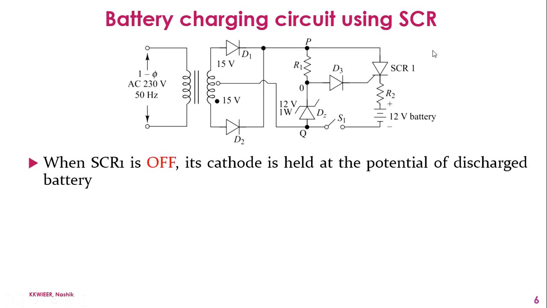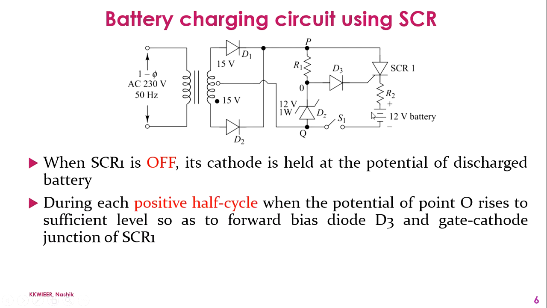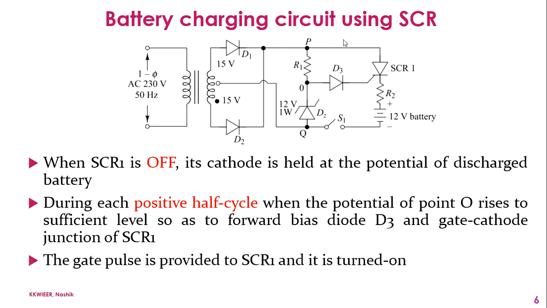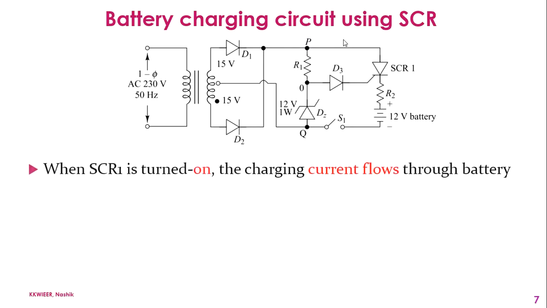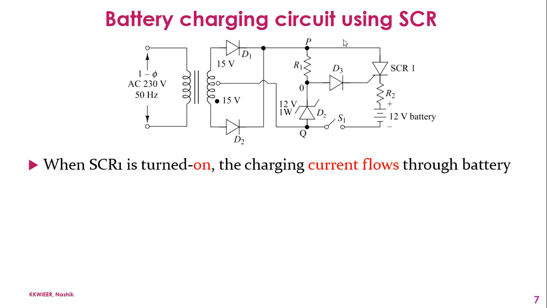When the SCR1 is turned off, its cathode is held at the potential of the discharged battery. During each positive half cycle, the potential of point O rises to a sufficient level so as to forward bias the diode D3 and the gate cathode junction of SCR1. So the gate pulse is provided to SCR1 and it is turned on. When this SCR1 is turned on, the charging current flows through the battery.